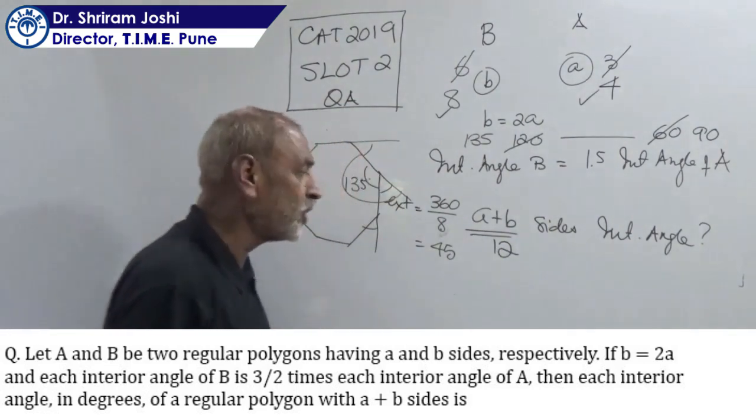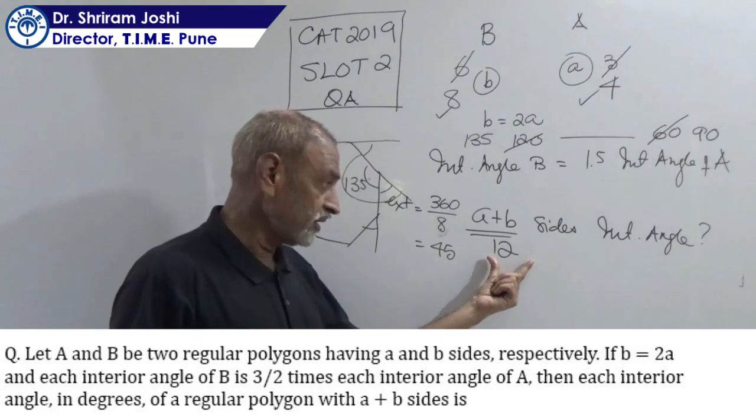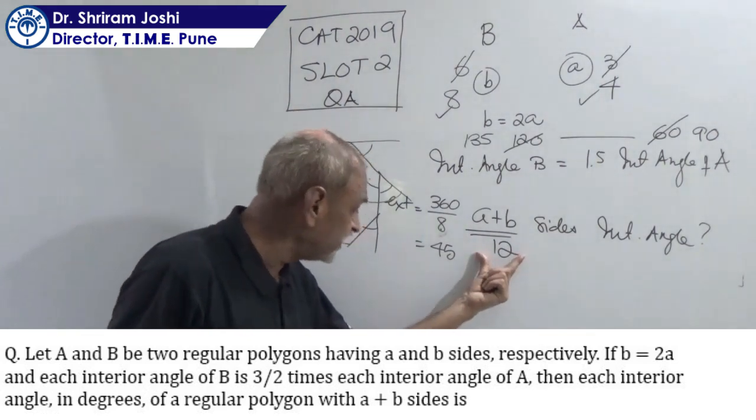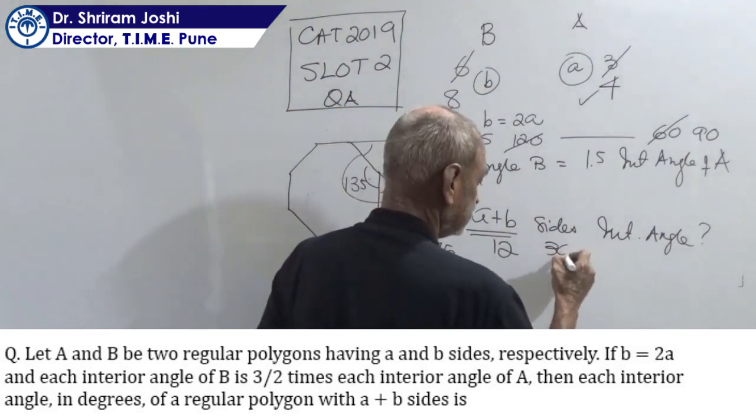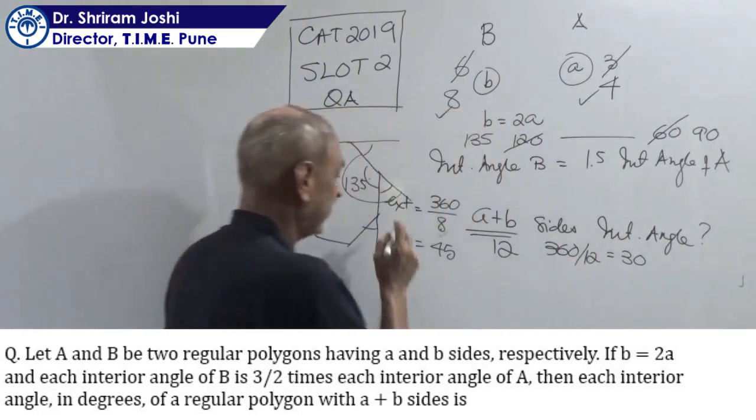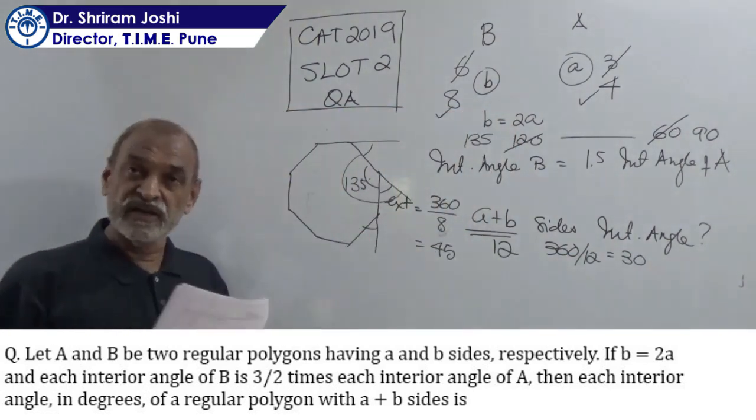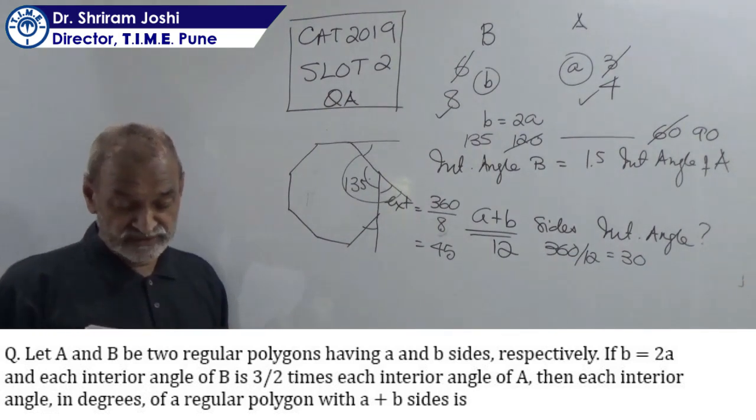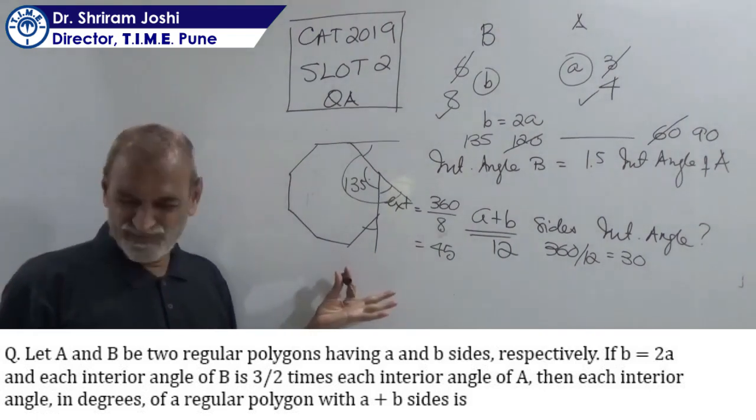What is called a dodecagon. A 12-sided regular polygon. So what is the exterior angle? 360 by 12, which is 30. If the exterior is 30, the interior would be 180 minus 30, or 150. A theta question, simple.